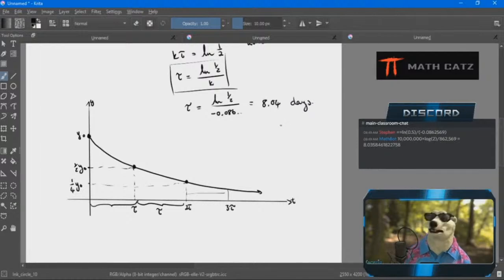So this will be days. So approximately every 8 days, it's not perfect, we lose half of the radioactive substance. On day 16-ish, we're going to be down to a half of a half. And then on day 24, we're going to be down another half and so on. Never actually getting to zero, but it is decreasing quite rapidly.